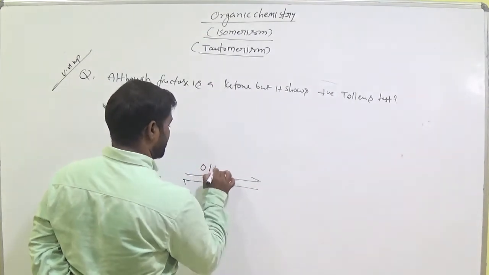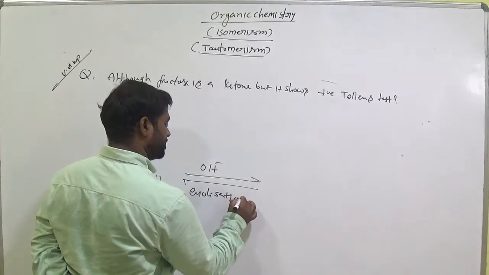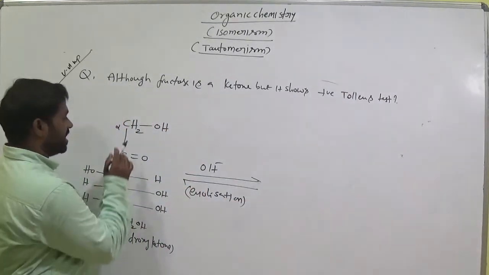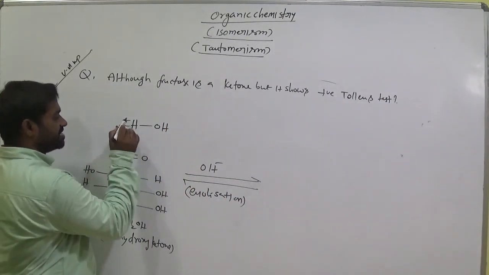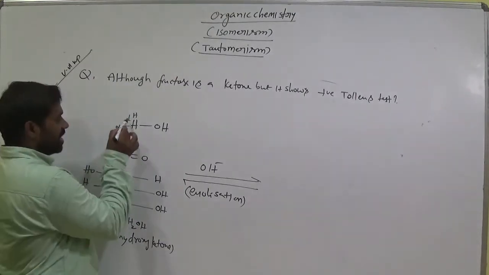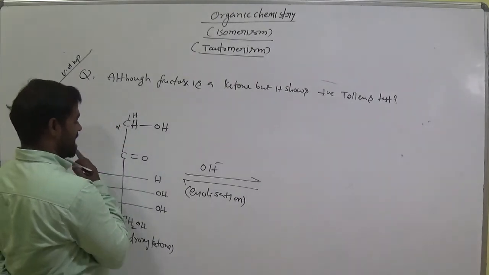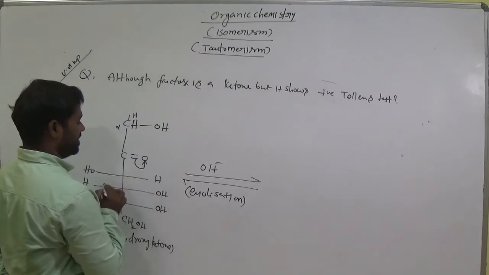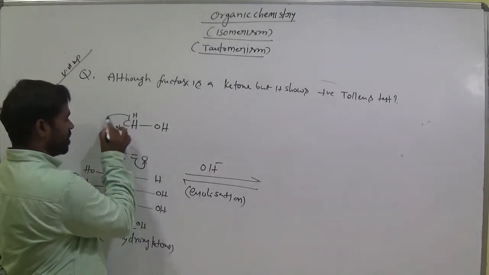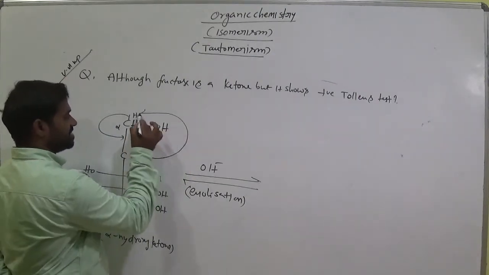In the presence of base, enolization takes place. Enol. This is CH2, am I right? Here I can write this hydrogen as the alpha hydrogen. So now this bond is between these two carbons, and this oxygen attracts this hydrogen.